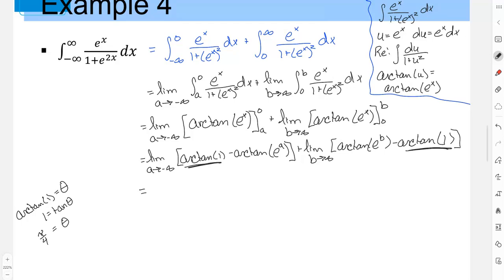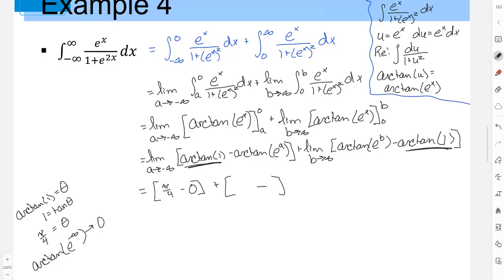So if I think about what's happening as a heads to negative infinity, I'm going to do this off to the side here. Arctan of e to the a, and I'm just going to use some notation that looks like this, negative infinity. Well, isn't this thing getting smaller and smaller? So isn't that approaching zero? Which means that arctan is approaching zero also. So we have pi over 4 minus 0 here. And we just have to think about what's happening here.